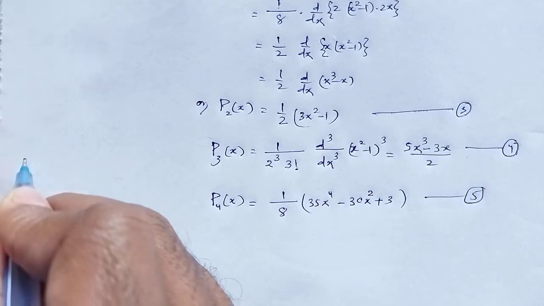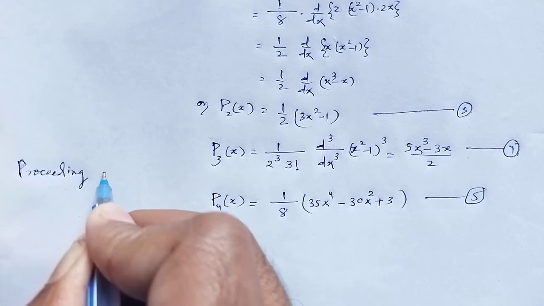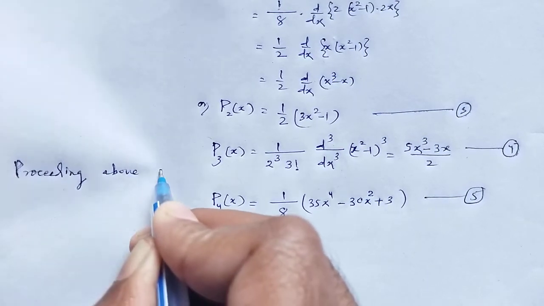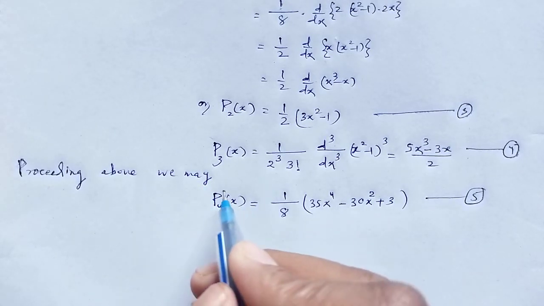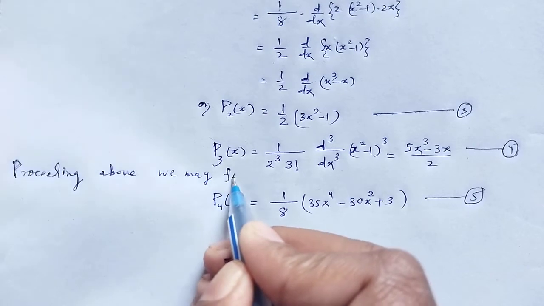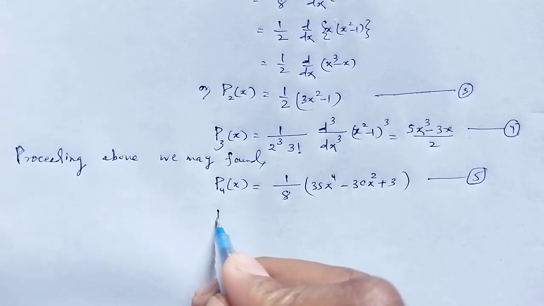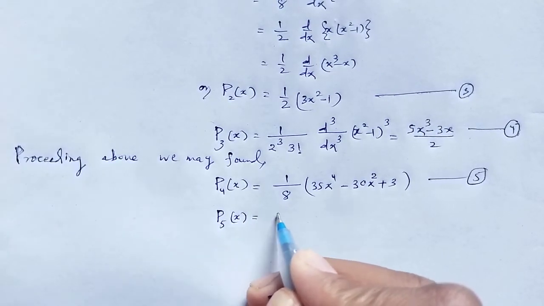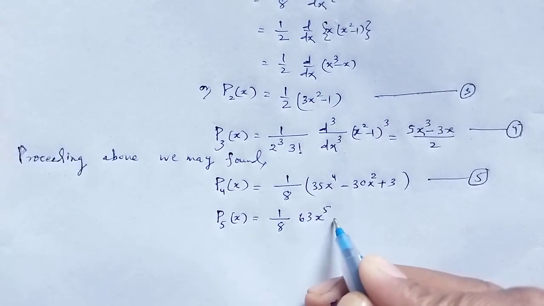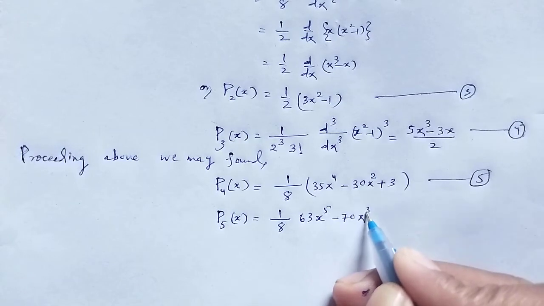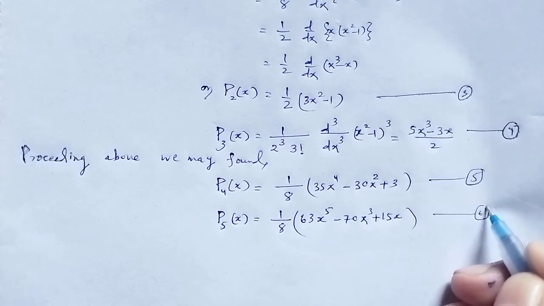Here we write, proceeding as above, we may find values of P4x. P5x is equal to 1 by 8 into 63x to the power 5 minus 70x cube plus 15x, equation number 6.